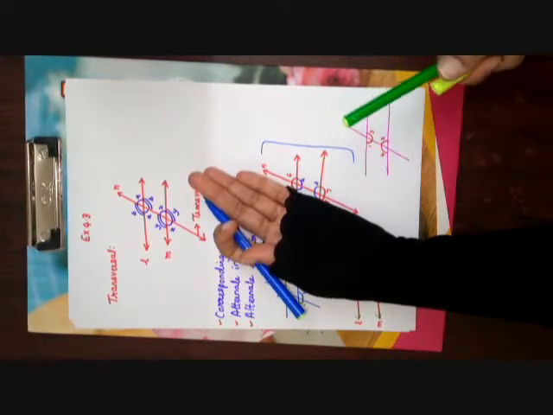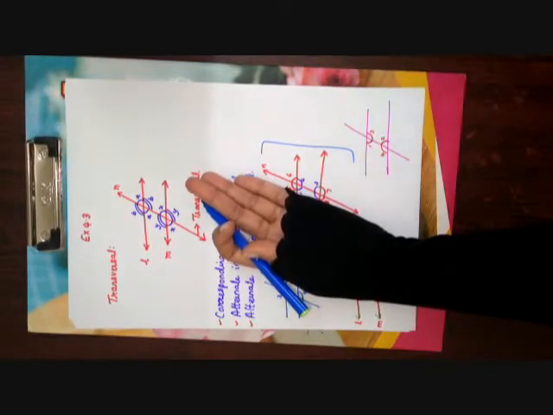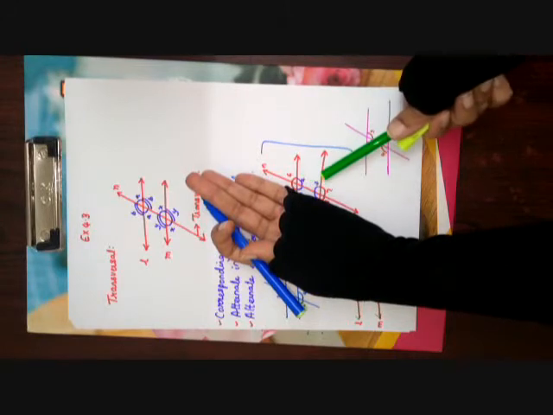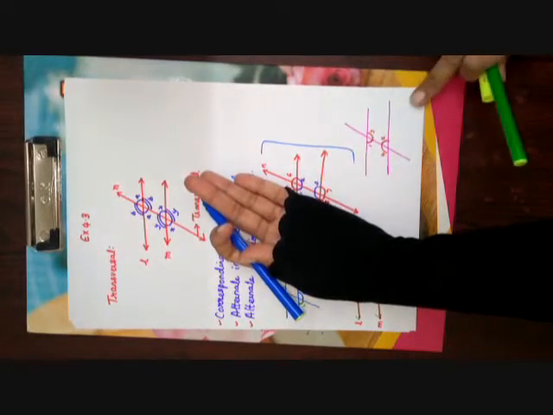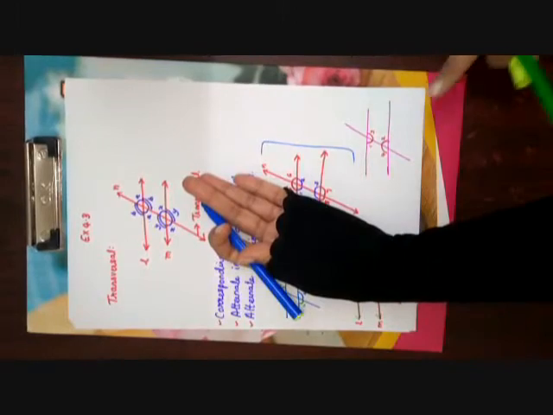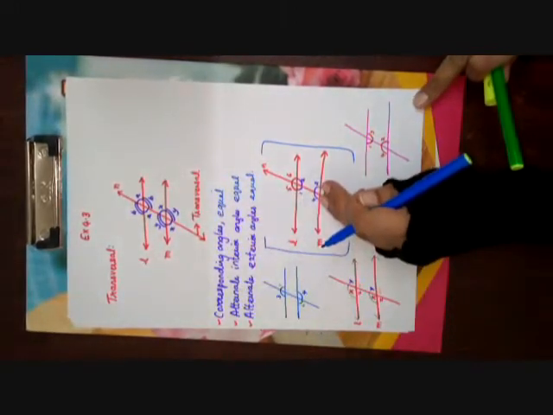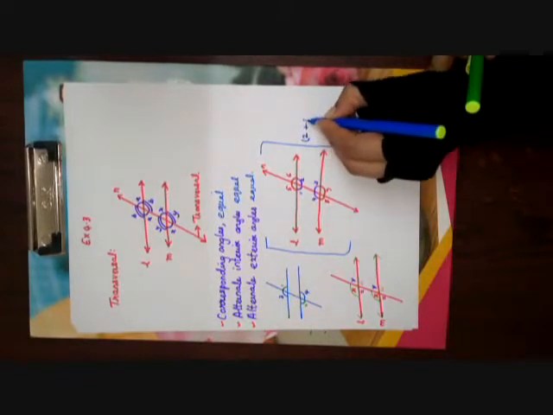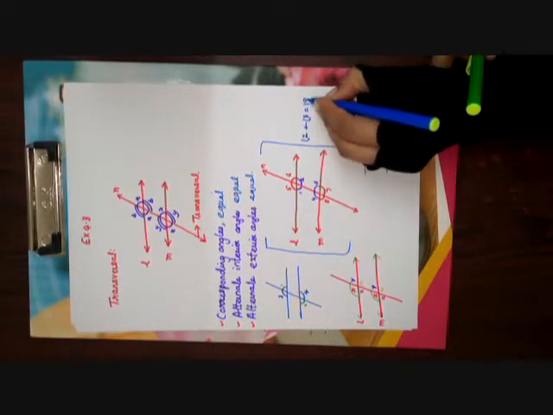Now what are we saying? Interior angles lying on the same side of the transversal. Now what are the interior angles? Only 2 and 3 are interior angles. So one of the conditions is that interior angles lying on the same side of the transversal are supplementary. That means when you add angle 2 plus angle 3, you will be getting 180 degrees.